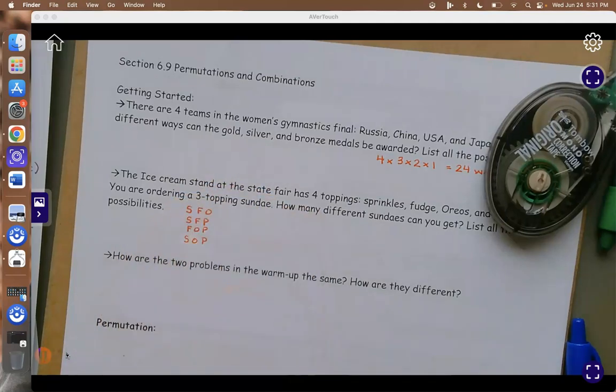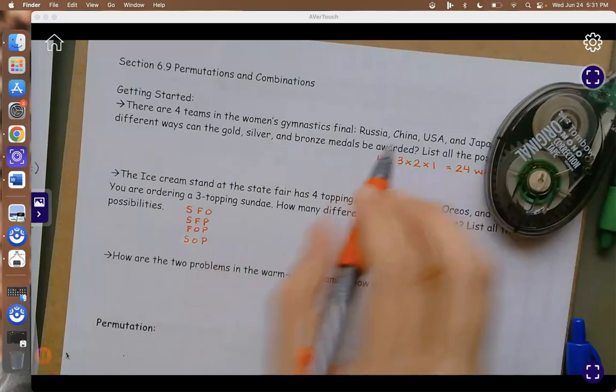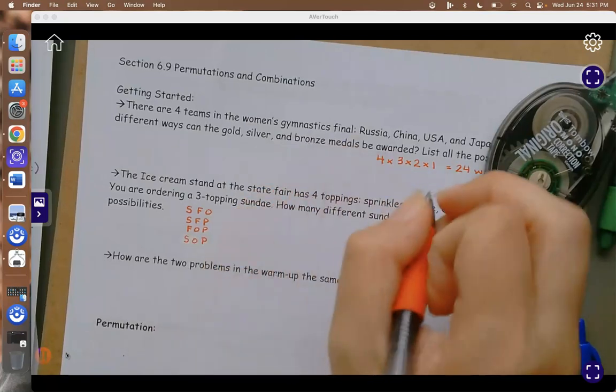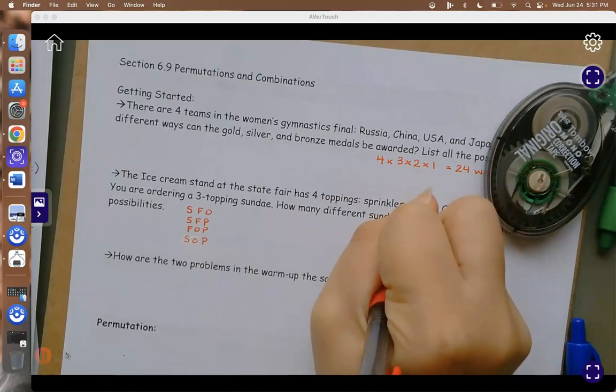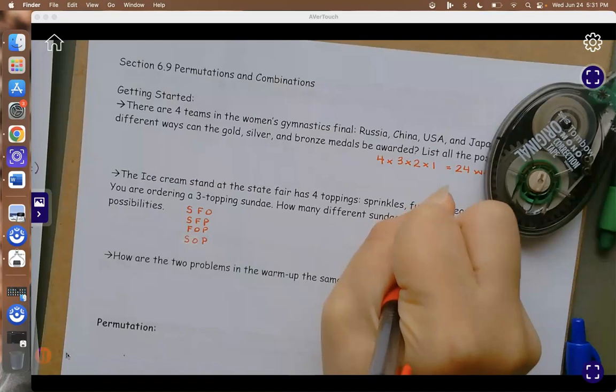Okay? So it doesn't matter the order here, because if I said Oreos, fudge, and sprinkles, they're all going to be the same on the sundae. Medal order does matter. Okay, so that's why there's more possibilities.